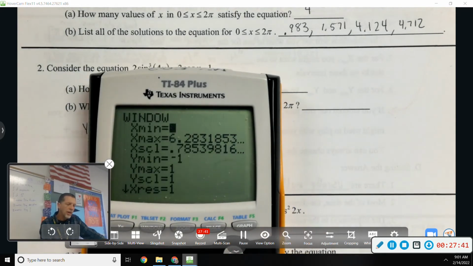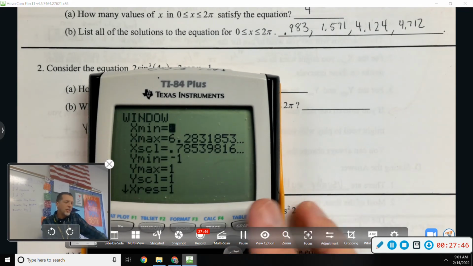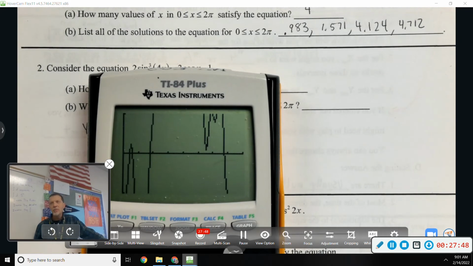Again, my window right now is -1 to 1. And you can always go -1 to 1. You won't see all of the graph, but you don't need to see all the graph. What you need to see is the intersections.